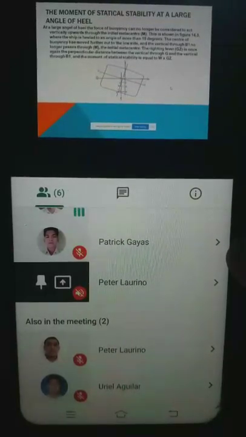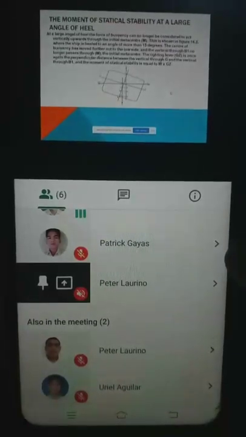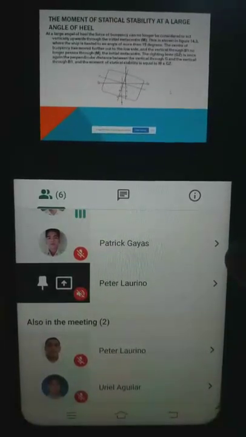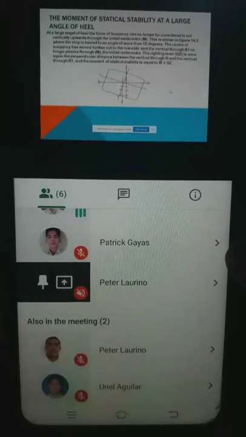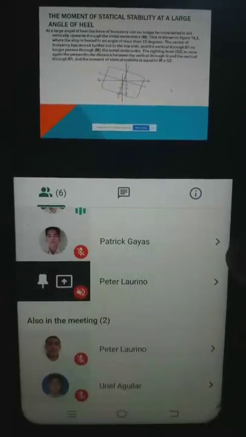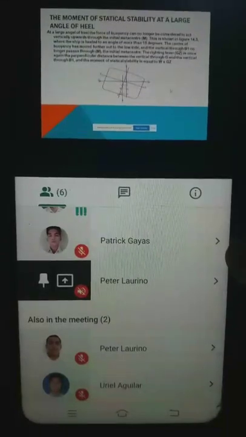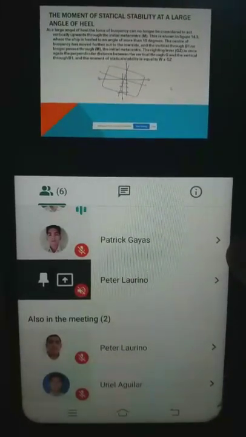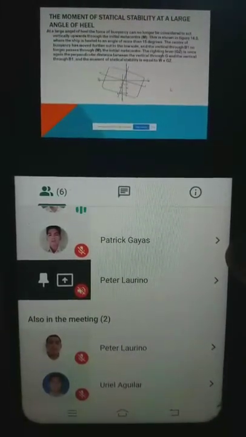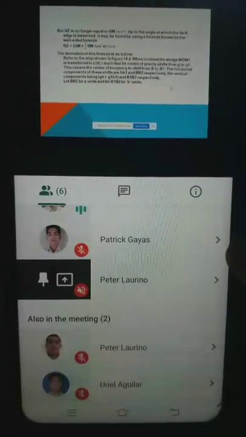Where the ship is held to an angle of more than 15 degrees, the center of buoyancy has moved further out to the low side and the vertical through B1 no longer passes through M, the initial metacentre. The righting lever GZ is once again the perpendicular distance between the vertical through G and the vertical through B1, and the moment of statical stability is equal to W times GZ. But GZ is no longer equal to GM sin theta.